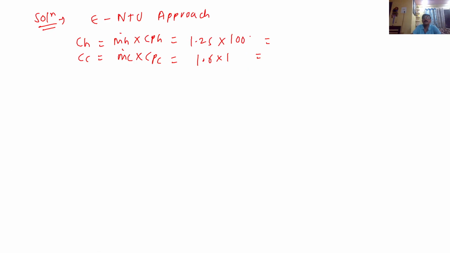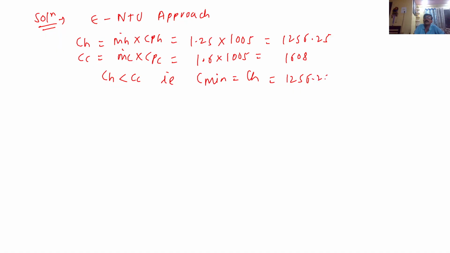It has to be 1005. So if I solve it, it comes as 1256.25 and this comes as 1608. Now if I compare CH and CC, CH is less than CC, that is C minimum is equal to CH and that is equal to 1256.25. C maximum, which is the bigger one, that is CC, it is 1608.